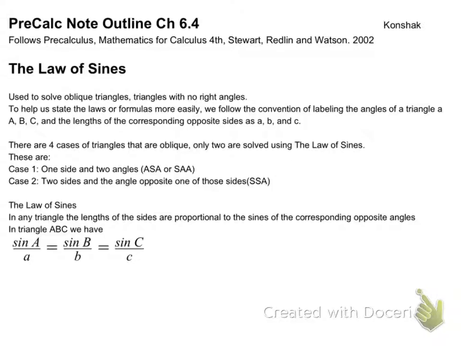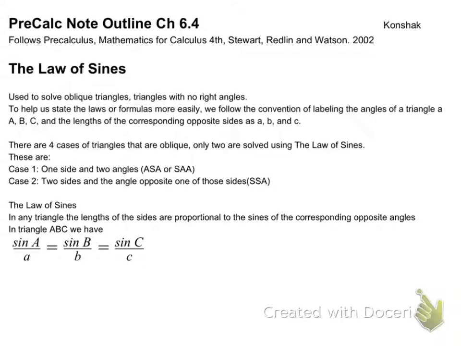Precalc 6.4. We're going to talk about law of sines today. Law of sines, guys, I like law of sines. It's a very simplistic formula. It's on the bottom there. Sine of A over a equals sine of B over b equals sine of C over c. Very simplistic, easy to use. You just basically set up two ratios, solve for the remaining variable.